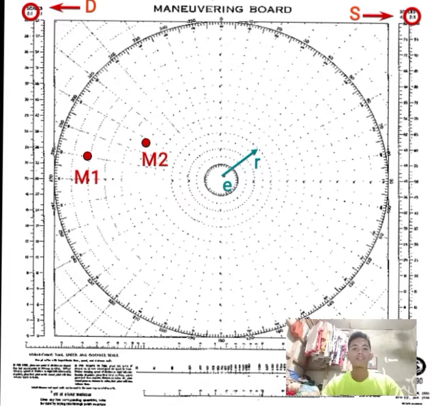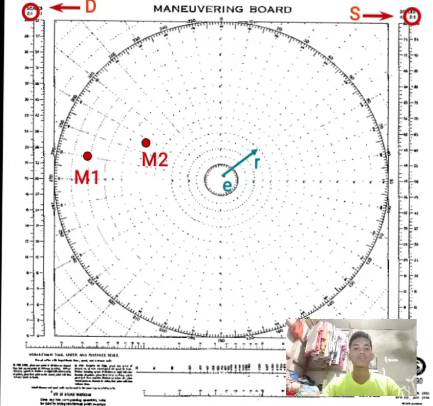So, example: CPA, determining CPA. At 0815 the same contact bears 300 degrees true and 10,000 yards. Find the CPA bearing, range, and time. So number 1, plot M1 and M2 points on the board that correspond to the bearings and range of the contact. So note, use a 2 by 1 scale.